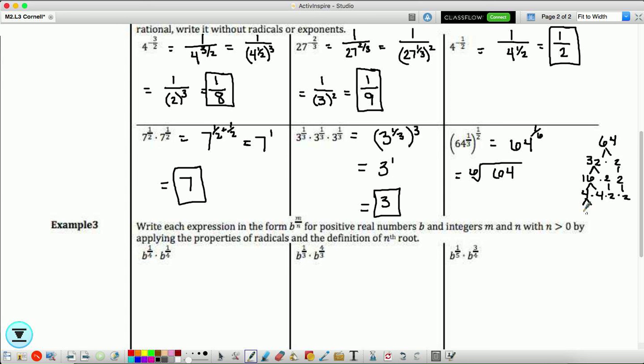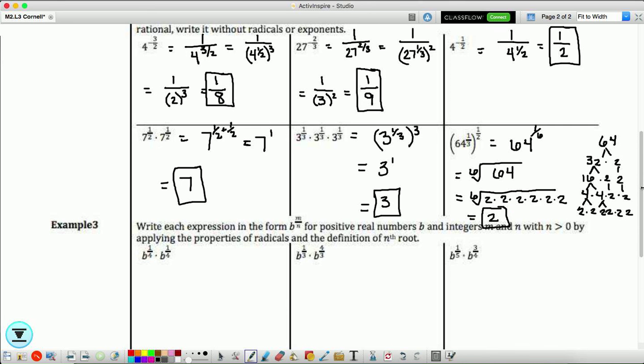And then 4 is 2 times 2. This one is also 2 times 2, and then 2 more 2's. So really I have a total of 6 2's that I could write in here. So the 6th root of all those 2's, 2 times 2 times 2 times 2 times 2 times 2, really leaves me with just 2 as my answer, because I've found 6 of the same number here.